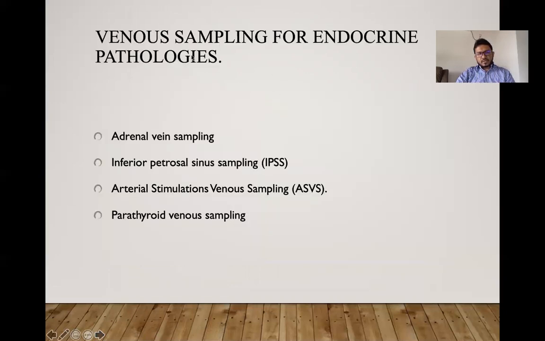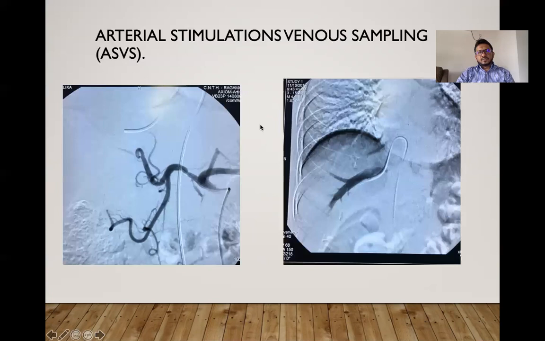Another interesting topic would be venous sampling for endocrine pathologies, which is a very well documented and accepted method of diagnosis. When you can't diagnose it on imaging alone, you need to get samples to confirm that the real pathology is in that region. So basically, you do adrenal vein, inferior petrosal, and arterial stimulated venous sampling for pancreatic insulinomas, and parathyroid sampling. This is what you call arterial stimulated venous sampling, ASVS.